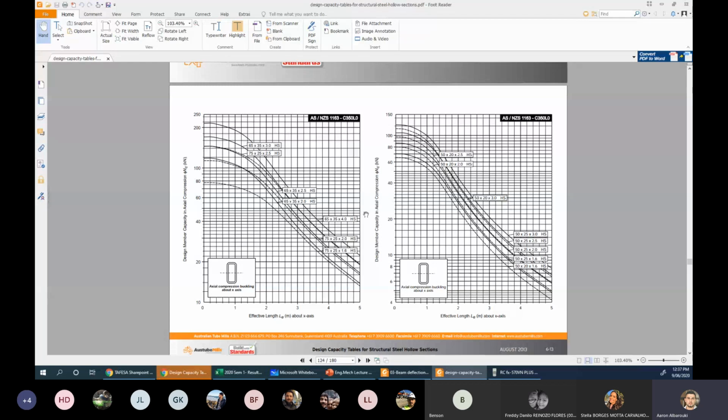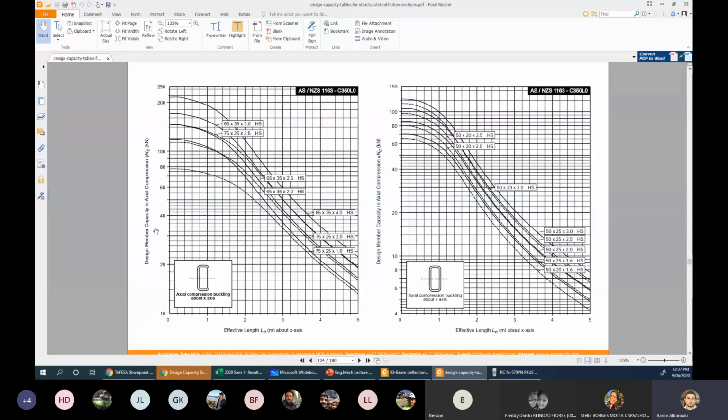The reason I downloaded this to show you again, guys: why do we check the slenderness ratio? Because look at it, for a column, this is the design member capacity in axial compression. This is the capacity of a column for different shapes and sizes. From this portion to that portion, it's kind of linear. That's where Euler's equation applies. Before and after this portion, it starts curving.